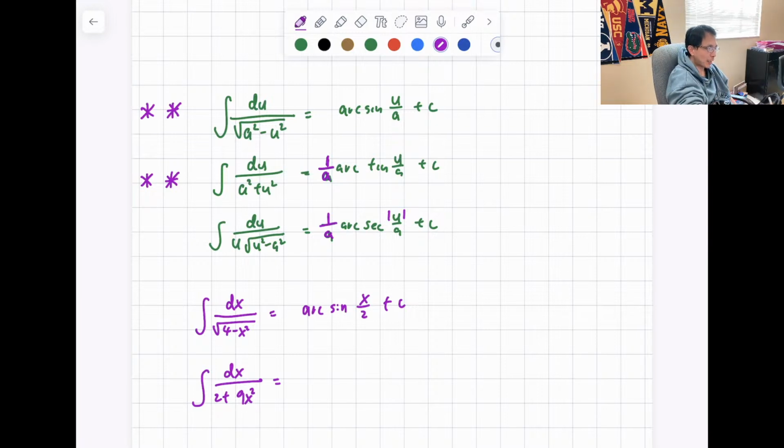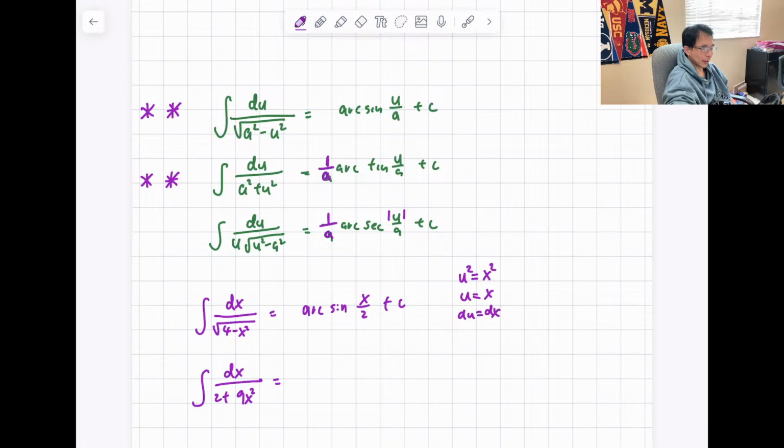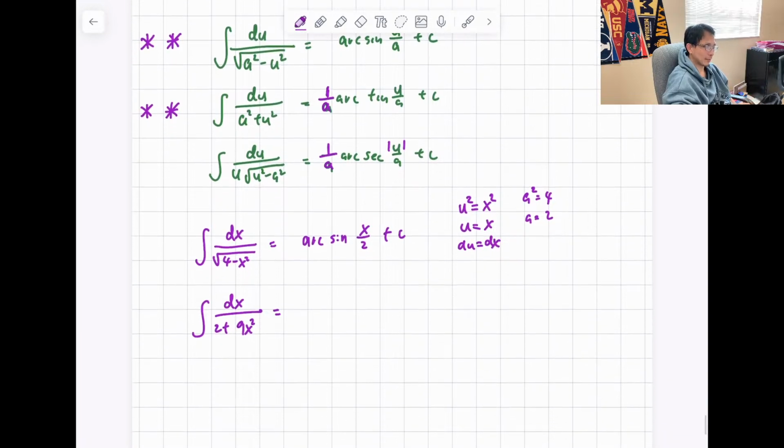So I'm going to show you how to do the first one, okay? So u squared is equal to x squared, u is equal to x, and then du equals dx. And a squared is equal to 4, a is equal to 2. Now, this might look like it doesn't help you at all.